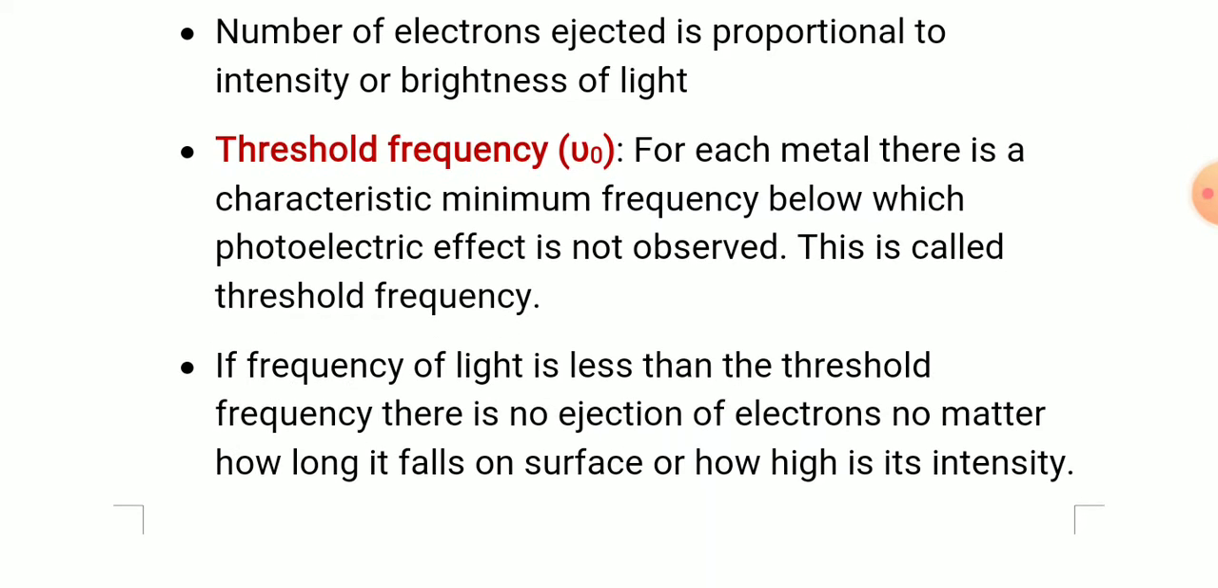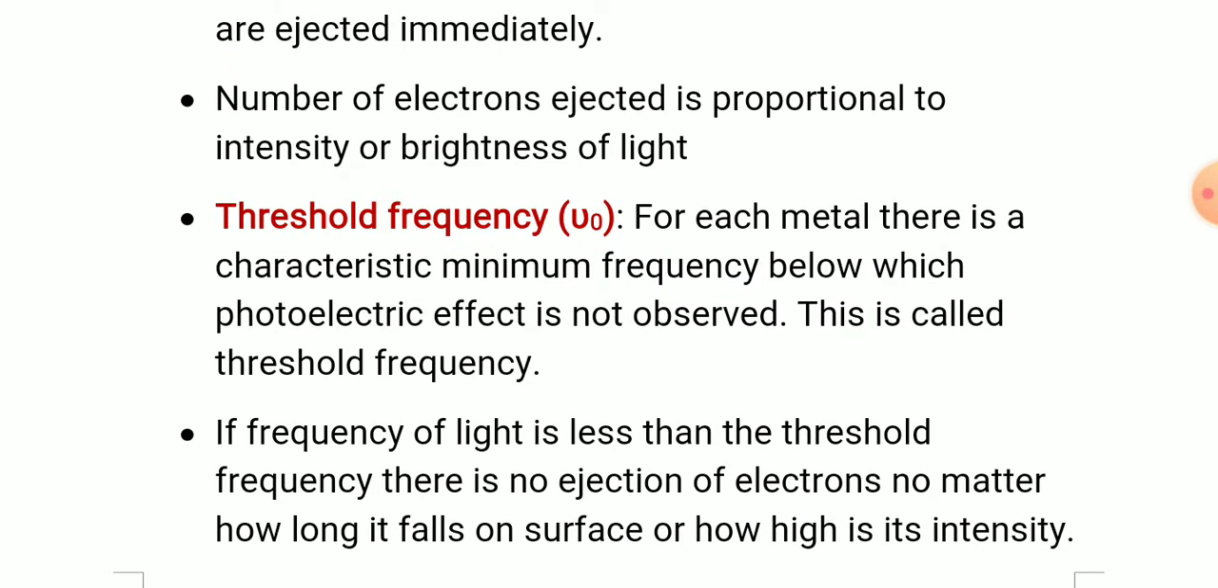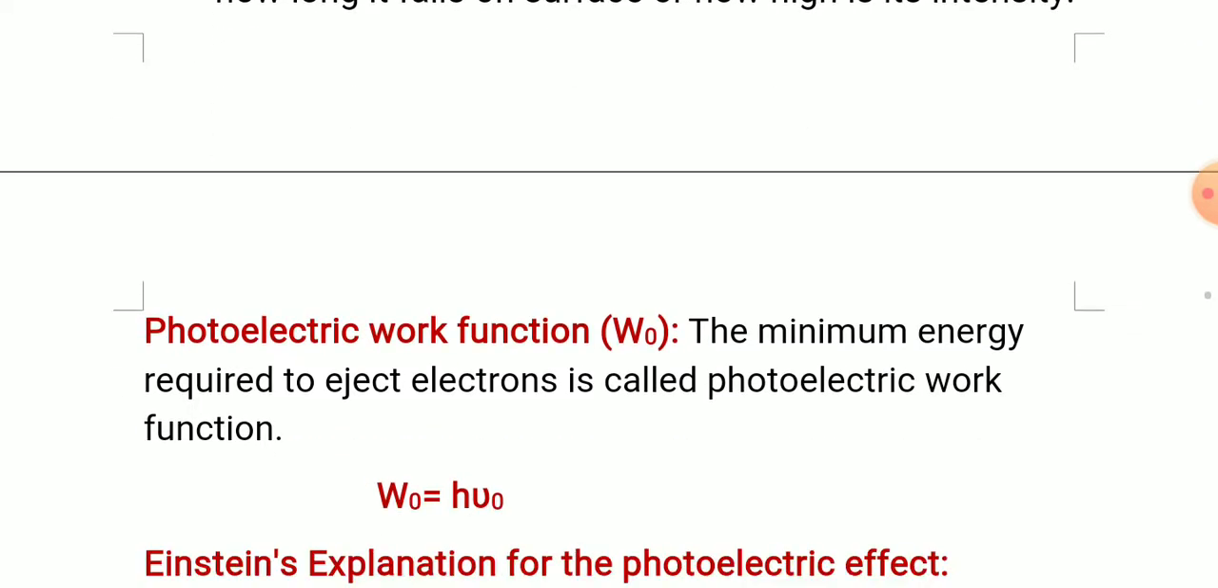If the frequency of light is less than the threshold frequency, there is no ejection of electrons, no matter how long it falls on the surface or how high its intensity is. So threshold frequency is a must for ejection of electrons. If the frequency of light is less than the threshold frequency, there is no ejection of electrons from the metal surface, no matter how long it falls on the surface or how high its intensity is.